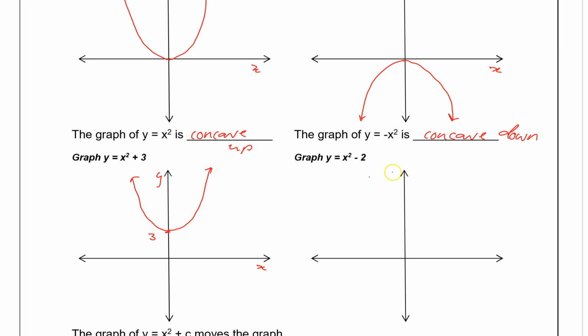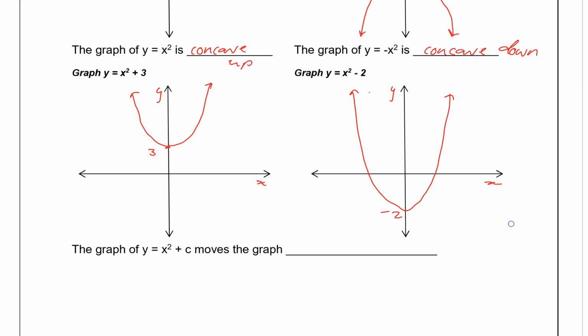Now, x squared minus 2, it's still concave up, it's just that it goes down here. So that's negative 2 there. That's my x-axis and my y-axis. So this time the coordinates of the vertex are 0, negative 2 here. Now sometimes we should work these things out, but in this case I don't particularly mind. We'll leave those for the time being.